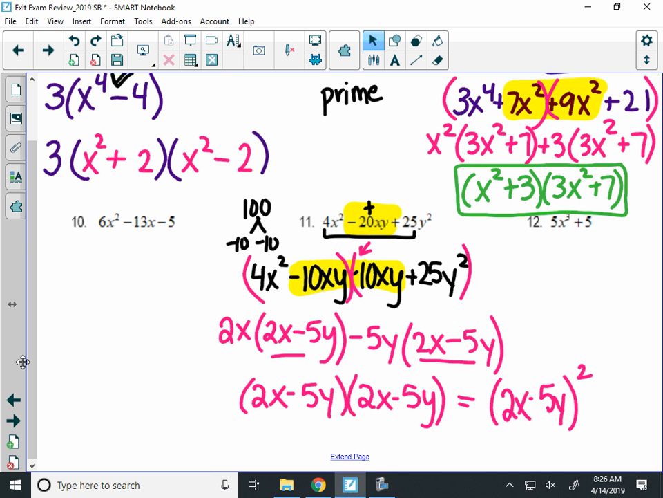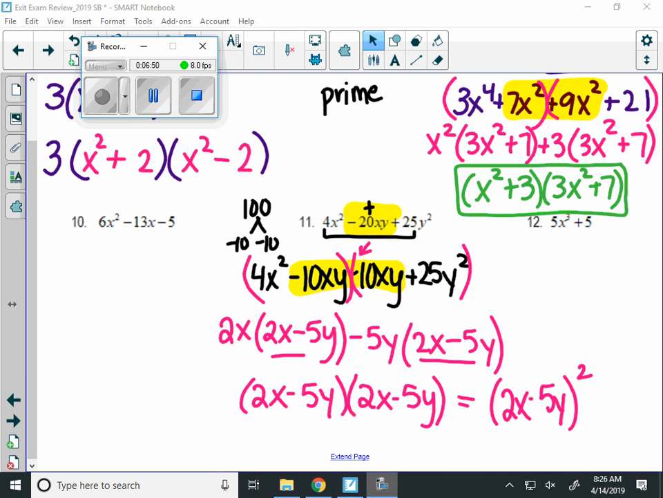If you need help on any of the other factoring questions on this page, again, check the key or ask your teacher for some help.